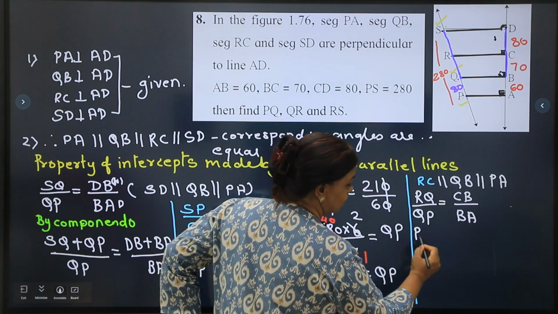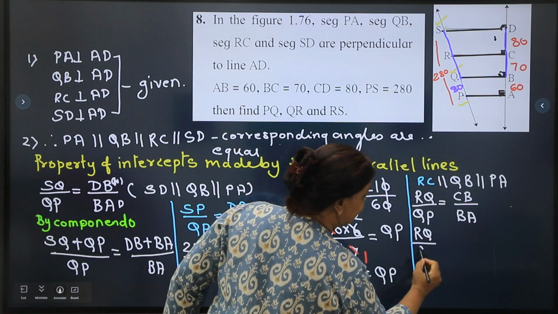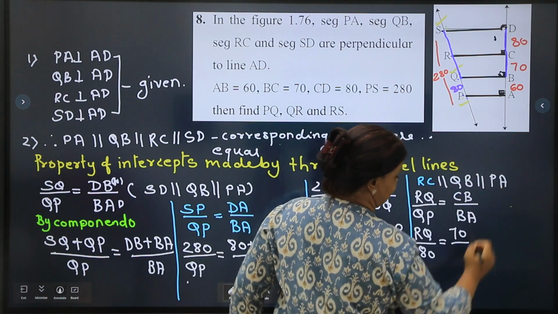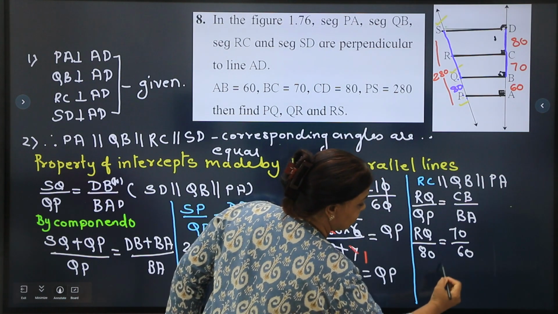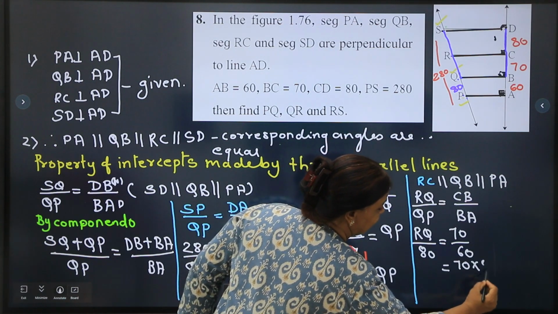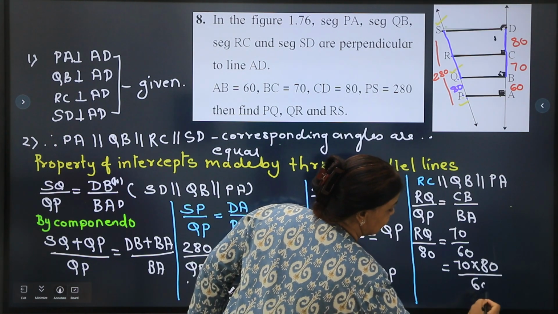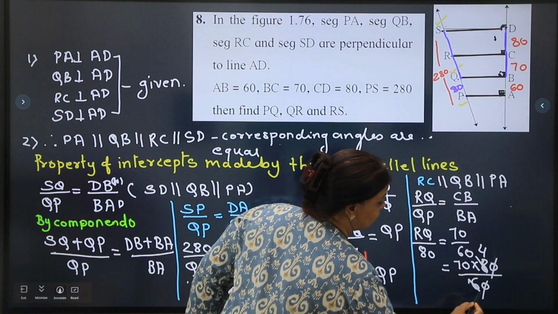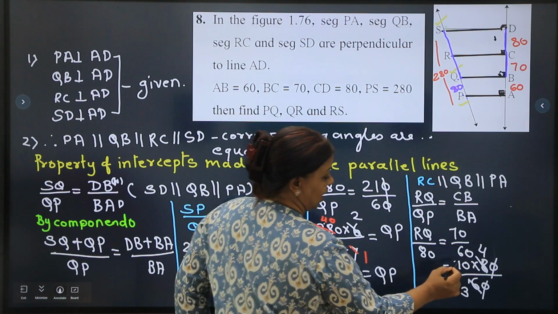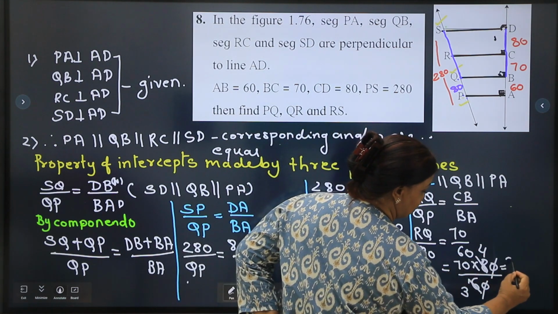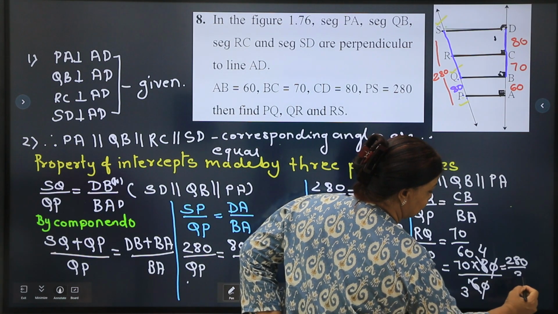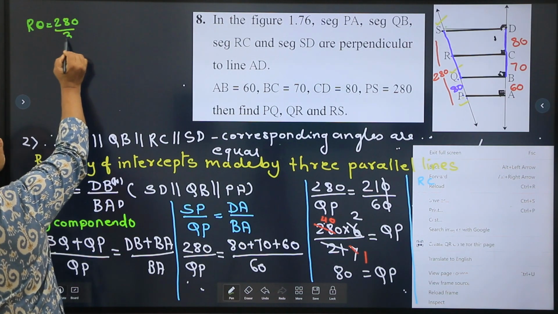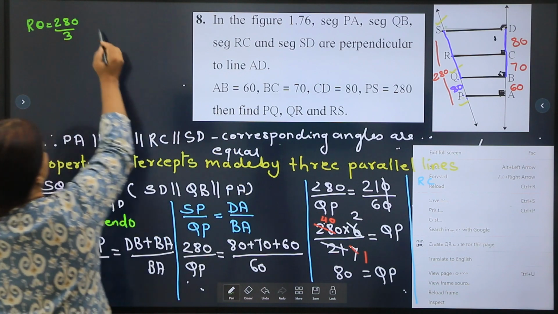RQ we want to find out, and QP we just now found as 80, which is equal to CB is 70 and AB is 60. 80 will go with this, 70 into 80 upon 60. 0 and 0 get cancelled. 2 4s are 8 and 2 3s are 6. And 7 4s are 28, that is 280 upon 3. RQ is equal to 280 by 3 and QP is 80.